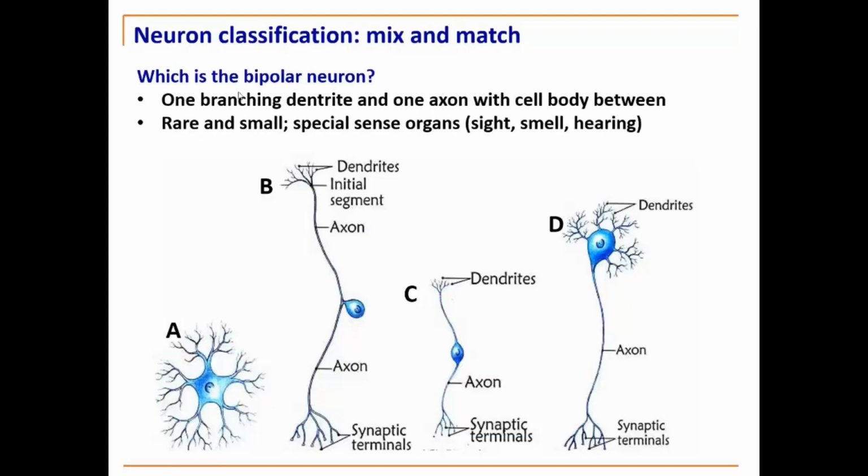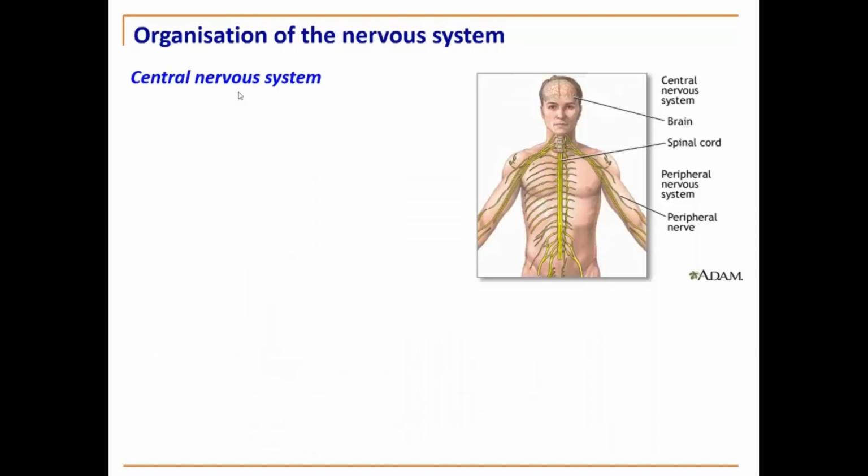Last one, the bipolar neuron. Quite obvious which one it is because it's the only one that's left. In this case, there's one branching dendrite and one axon with the cell body in between. They're quite rare and they're small. And again, these are in the special sense organs, which again are sight, smell, hearing, etc. So which one is that? That is C. Okay.